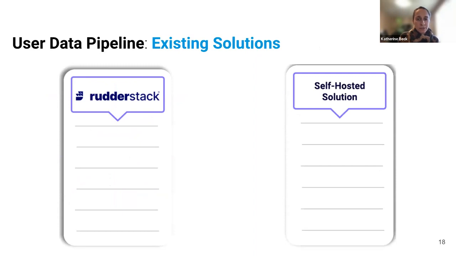So when deploying this type of user data pipeline, we found that the two primary options that existed were to use a proprietary hosted solution, such as one offered by the company RudderStack, or to use open source tools to configure your own pipeline.